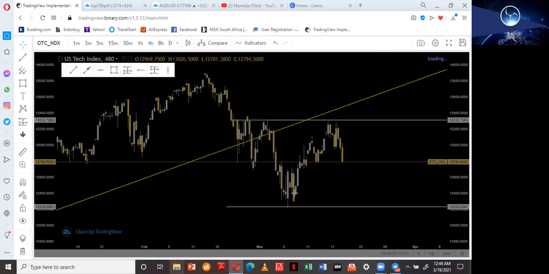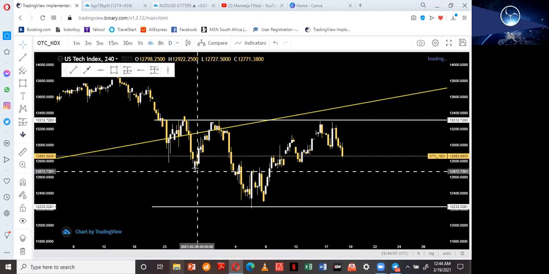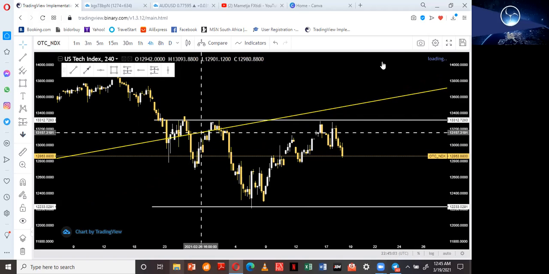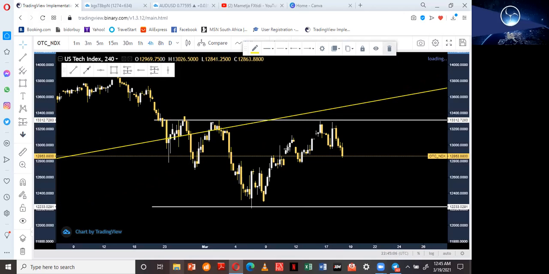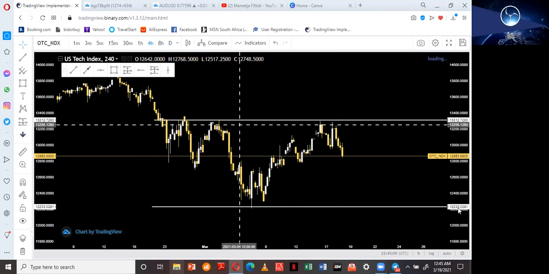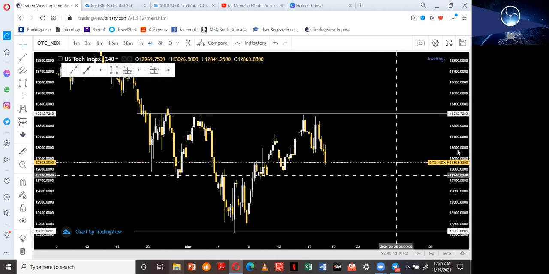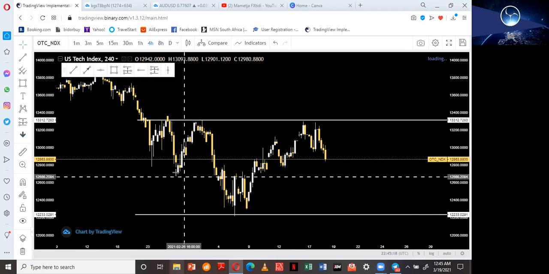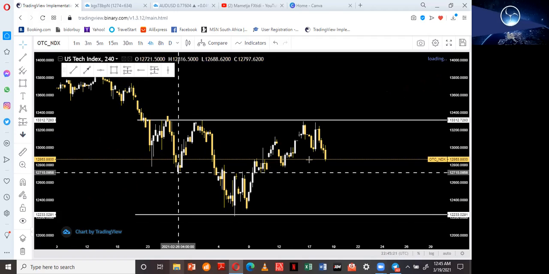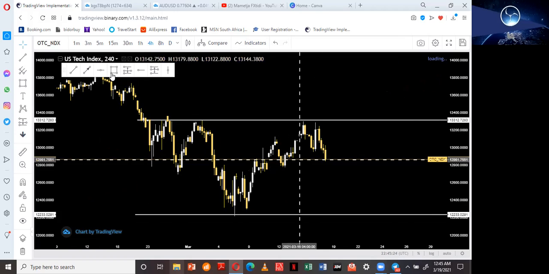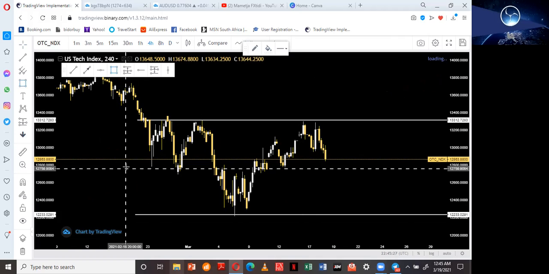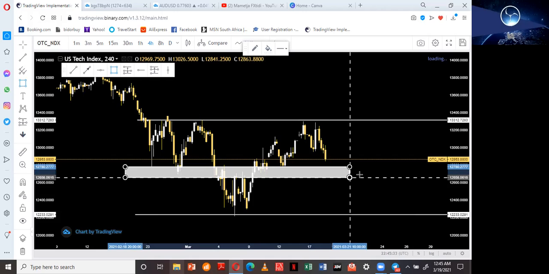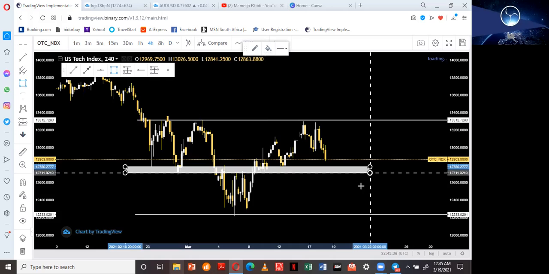Now on the 4-hour chart, we can see our support area on this side. Let me get rid of this trend line to keep the chart clean. We know it has broken that trend line. Now we have our level of support, right? And our price is now approaching that level of support. So the best thing is to mark this level of support here.